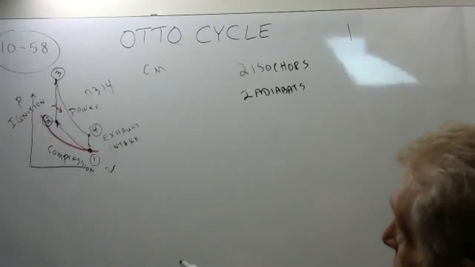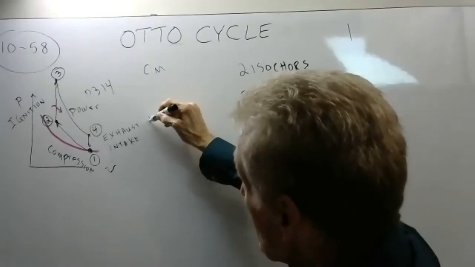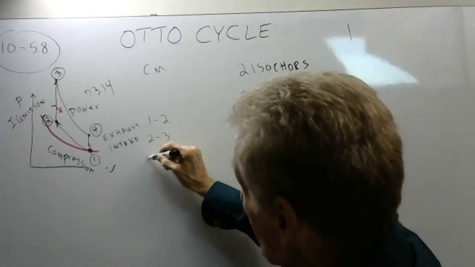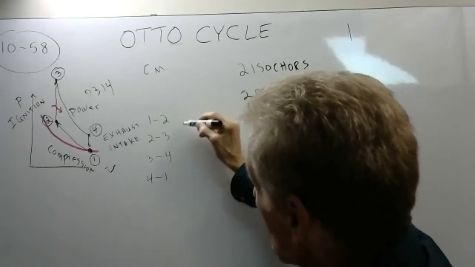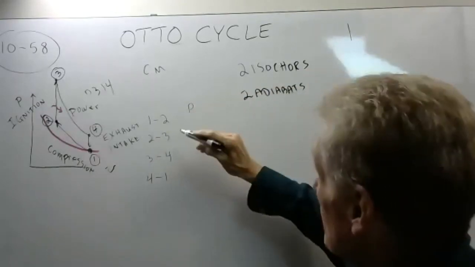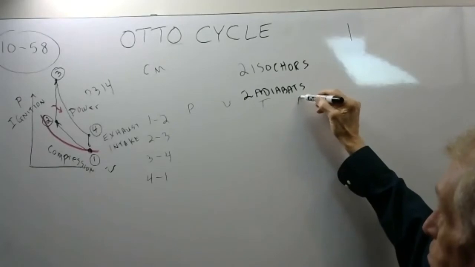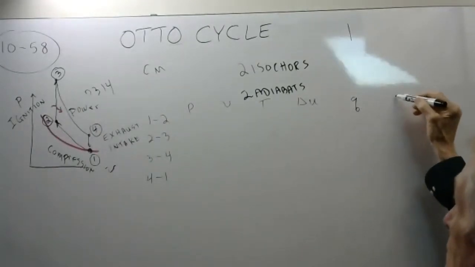Okay, now let's make our table here. Let's see, we'll have 1 to 2, 3 to 4, 4 to 1. P, V, T, delta U, Q, W.